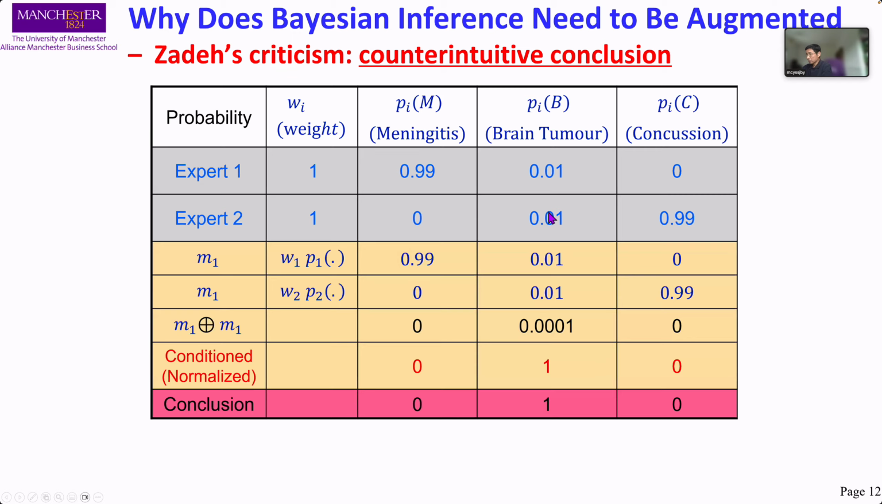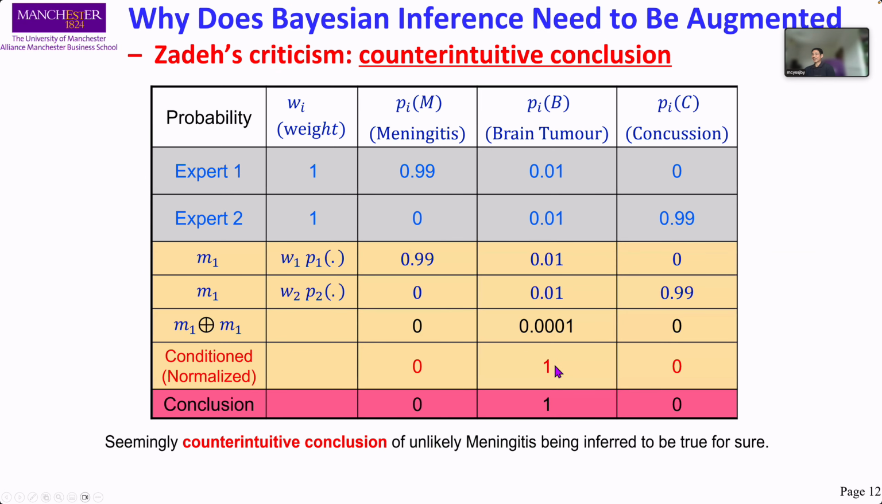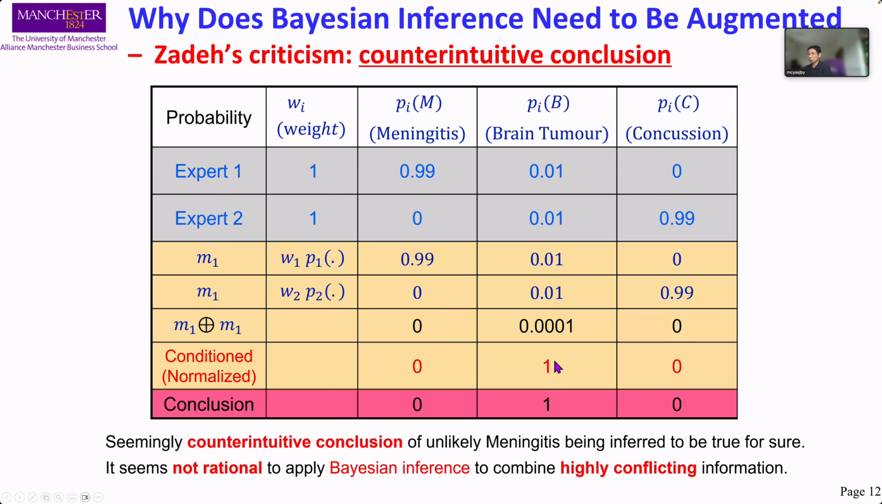But even when it's very small, the conclusion is that it is certain, as the posterior probability is 1. This we call a counterintuitive conclusion from combining very highly conflicting information. This seems irrational, and there is a lot of criticism of using Bayesian inference or probabilistic inference to get conclusions. But is this criticism fair or well-founded?